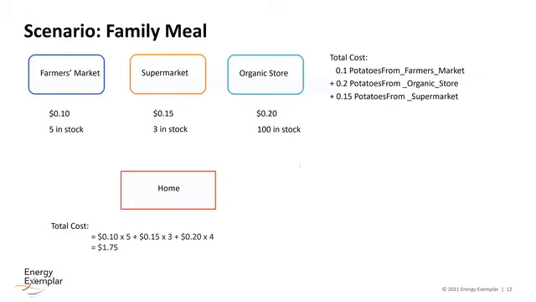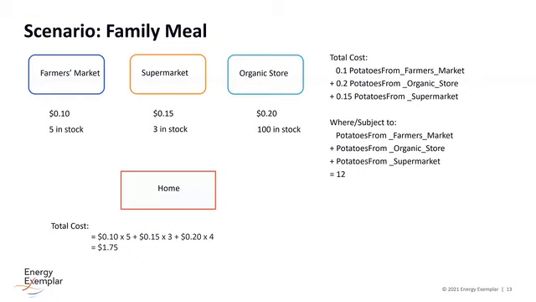And depending on those decisions that we make, depending on how many we decide to get from here or here or here, that will determine our total costs. Remembering, of course, that we're trying to have as low a cost as possible. However, that's not the whole equation, right?